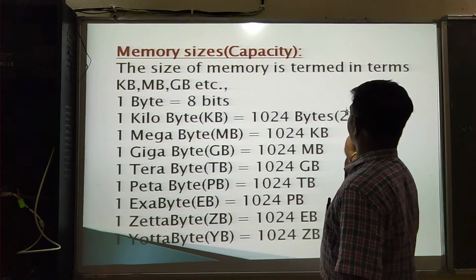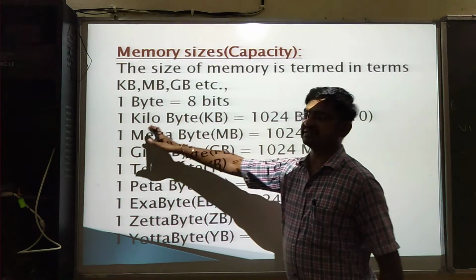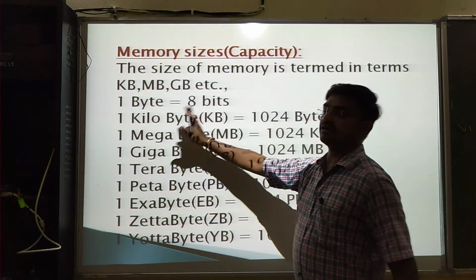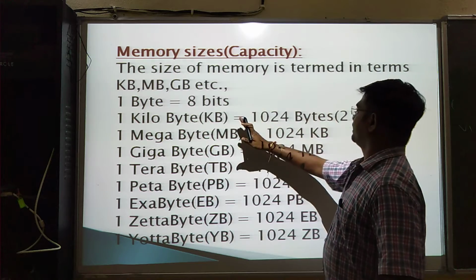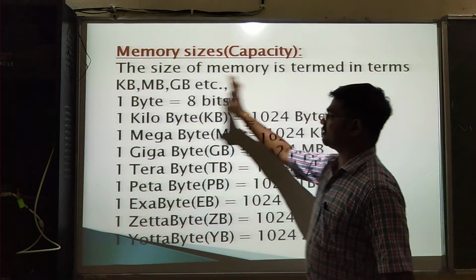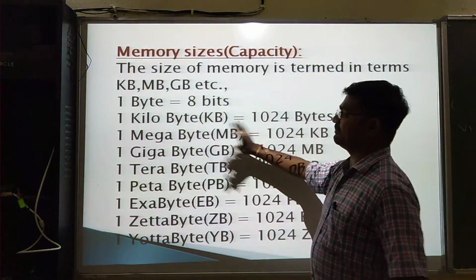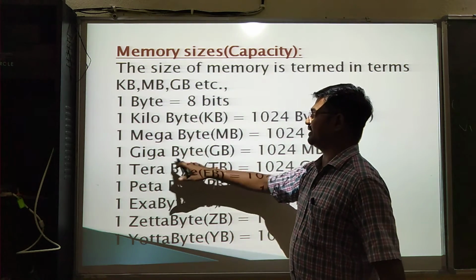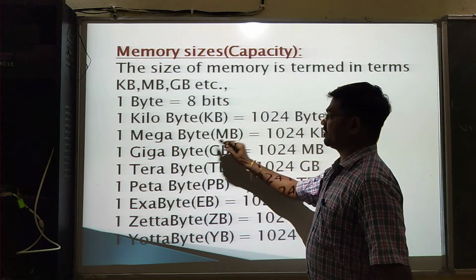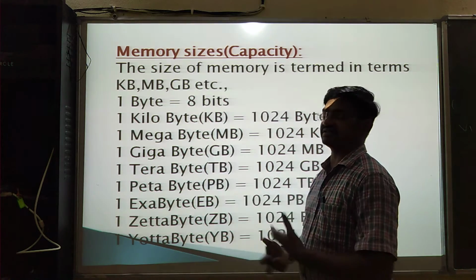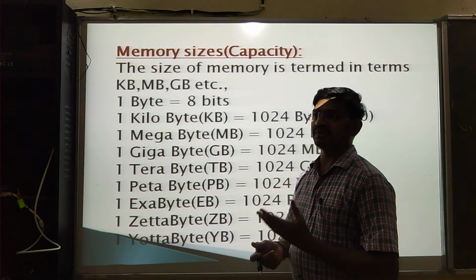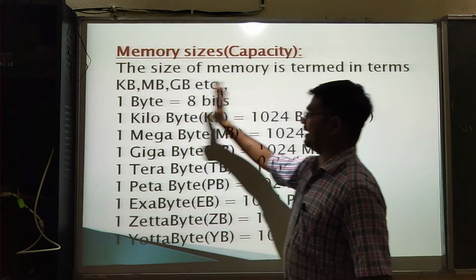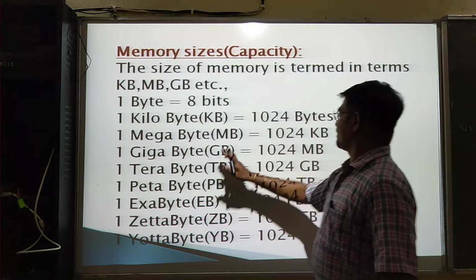1024 bytes equal 1 kilobyte, called KB. 1024 KB equal 1 megabyte, MB. 1024 MB equal 1 gigabyte. You already know the percentages you see for the space on your mobile or memory card; that is measured in GBs. So 1024 MB is 1 GB.